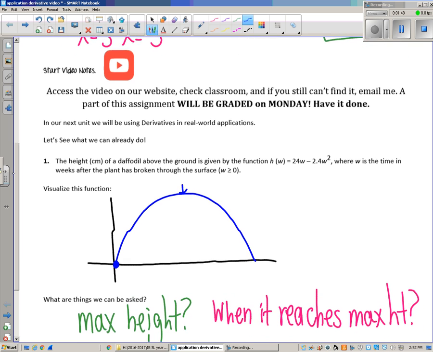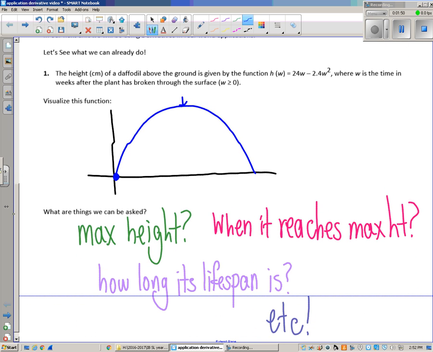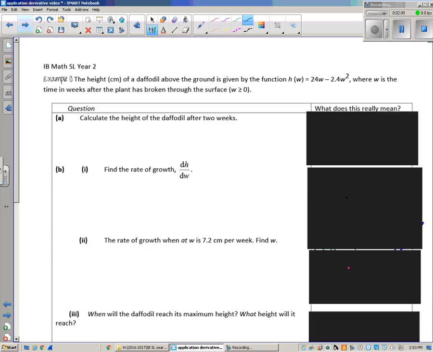Another type of question that might be asked to us in a context problem like this is, how long might the lifespan of the plant be, right? So in that case, I'm looking at the distance between the zeros, and I would have to figure that out. So in the application problem, we're going to use derivatives to help us access and figure out information about it. When you're ready to take a look at the problem and what's actually asked of us, flip into the next page and we'll get going with that.